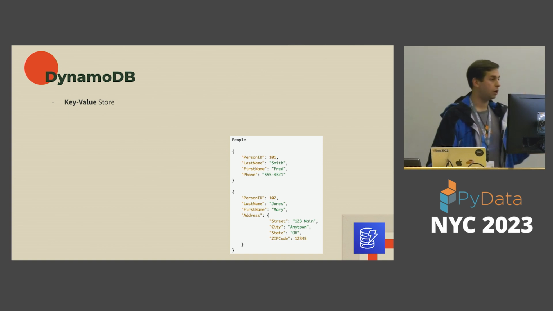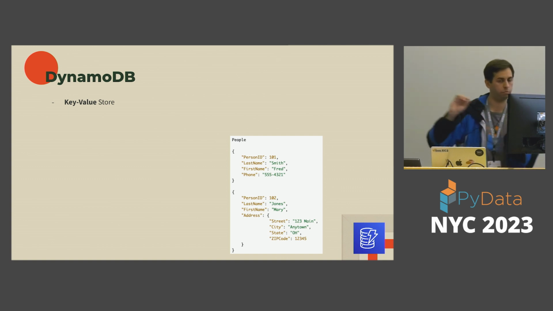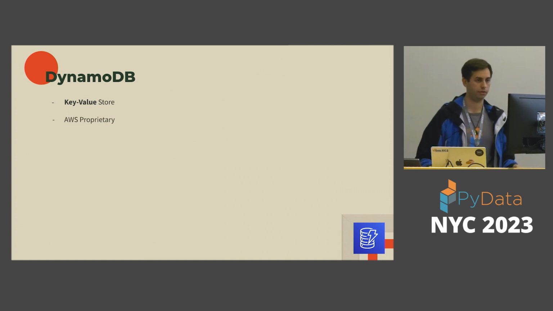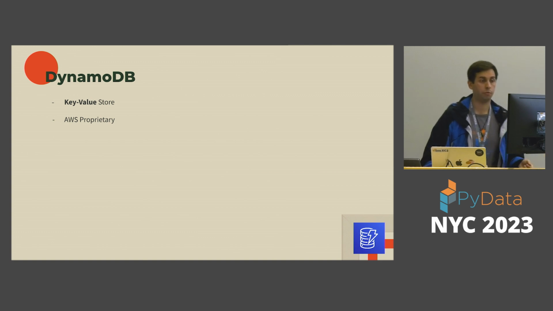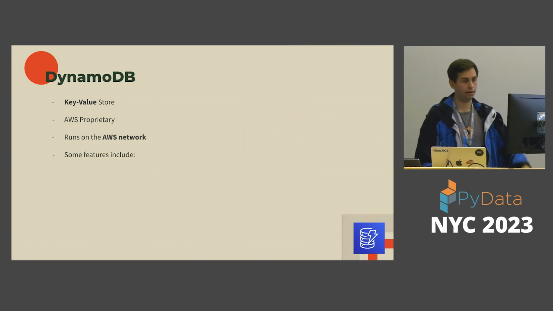Anybody who has worked with NoSQL databases knows that this schema is flexible. So if I want to add a new field, I don't need to run any migration or any fancy thing. I just need to push a new object there and I get a new field. It is AWS proprietary. I recommend that you go and check the history of Dynamo. It's quite cool. It runs on the AWS network, so we'd have to go through the internet to get there.